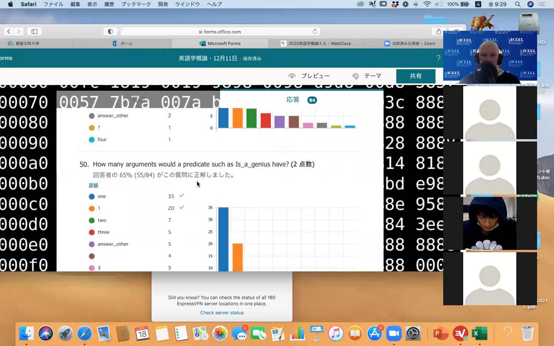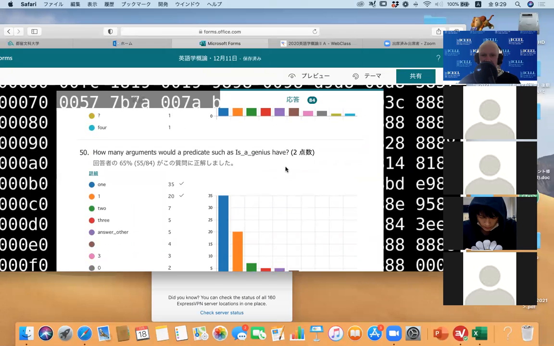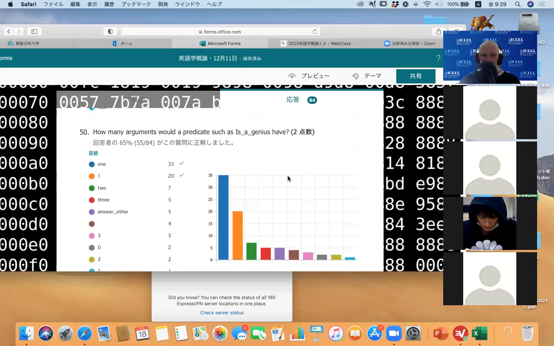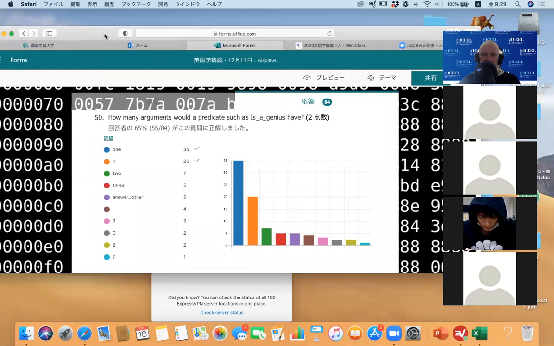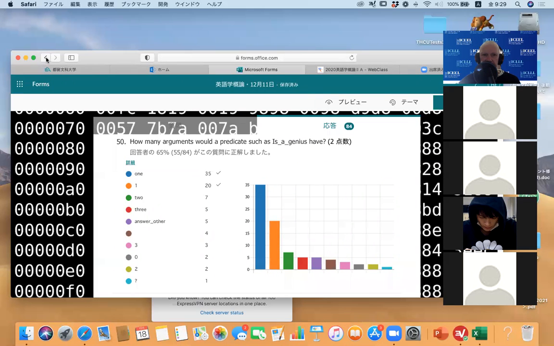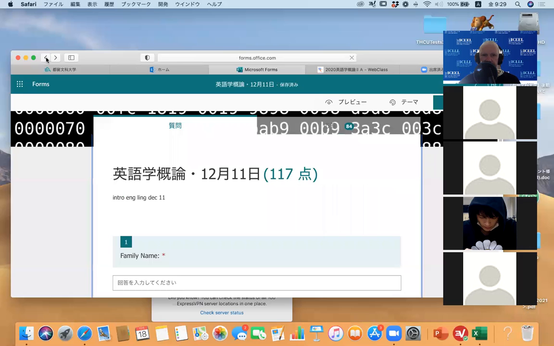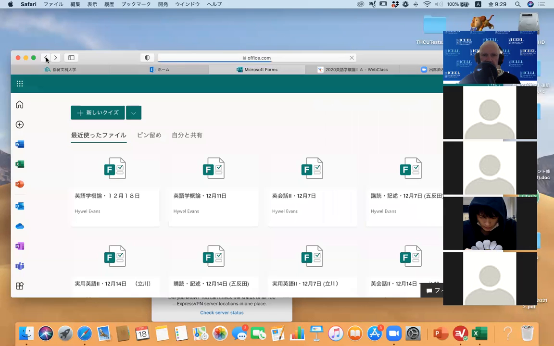How many arguments would a predicate such as is a genius have? 1, good, nice. Yes, you got the idea. So that looks pretty good actually, guys. Better than I expected, to be honest. So I don't think we've got any particular problem there.